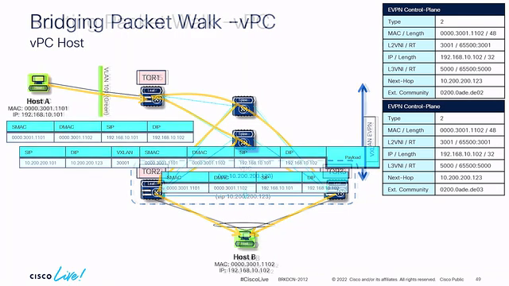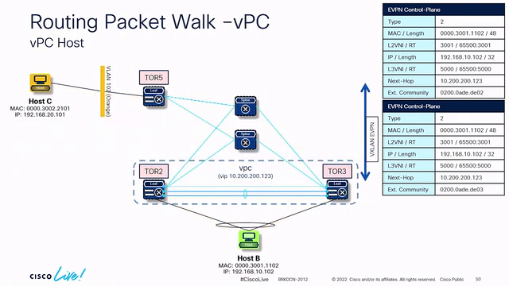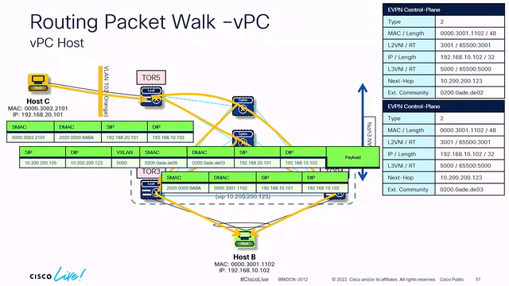I mentioned bridging, so let's see how we do routing. In this case, we have host C, which is in a different VLAN. This is VLAN 102. I didn't mention it, but this is VLAN 101. So they need to do inter-VLAN routing, which will happen here. So we need to use layer 3 VNI and layer 3 information.